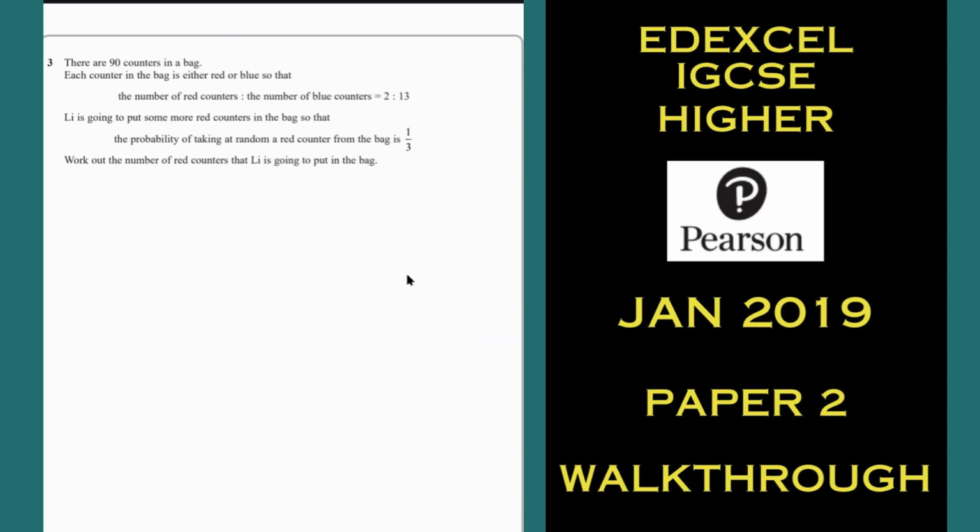Number 3, typical over-the-top wordy. Read it if you want, I don't bother. I just go one line at a time. So top line, only thing that's important is 90. Each counter in the bag is either. Now I'm never a fan of sentence and sentence. Get your work organised. Red, blue is 2 to 13. Going to put some more red counters in the bag. Now it says some. All right.